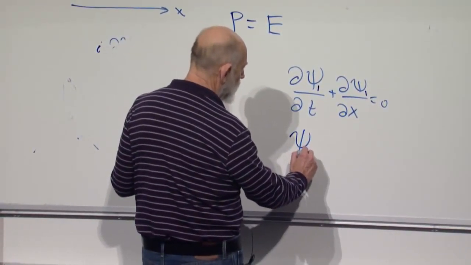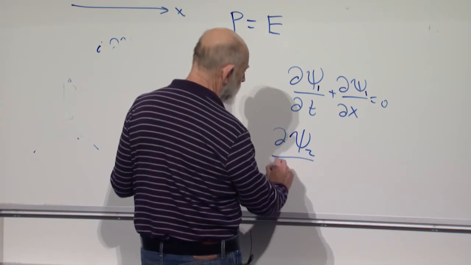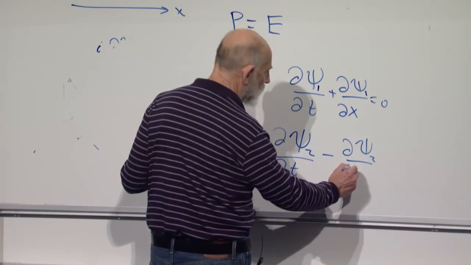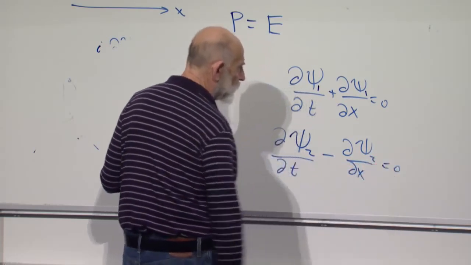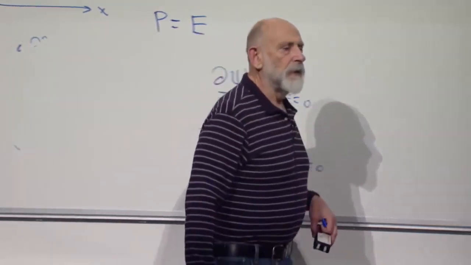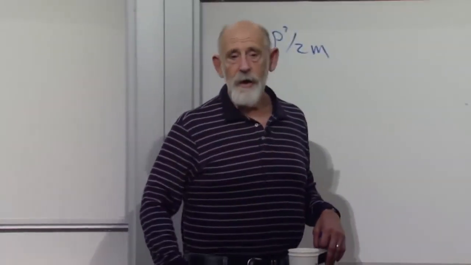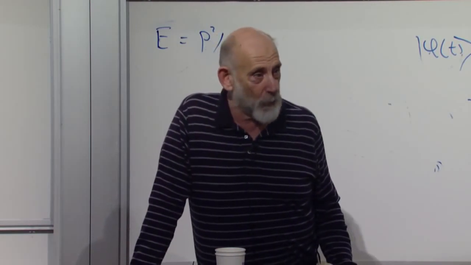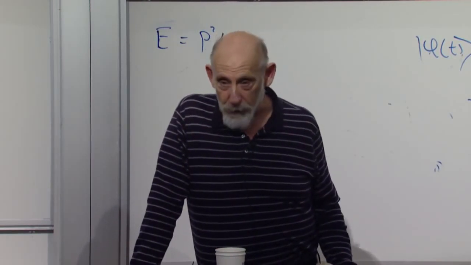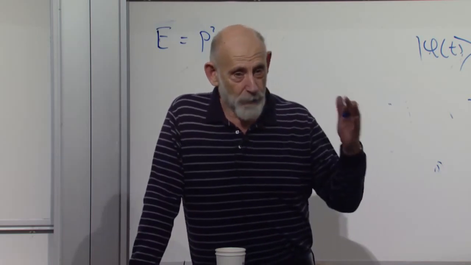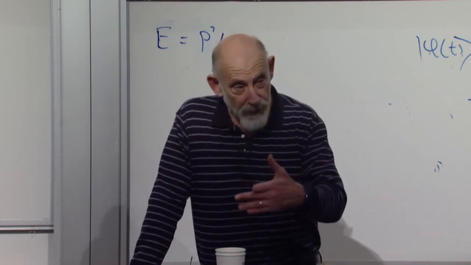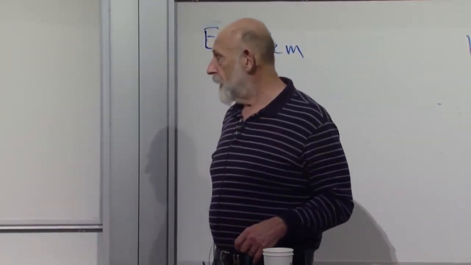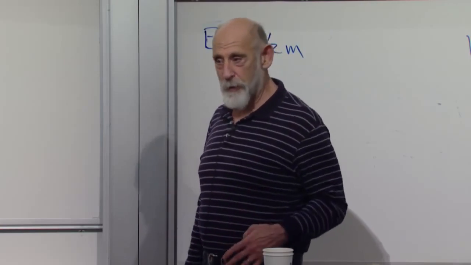d psi 2 by dt minus d psi 2 by dx is equal to 0. Now, in quantum mechanics, of course, if you can have a particle of type 1 and a particle of type 2, you can have a linear superposition of them. So you can have particles which have a probability, a half, for example, of moving to the left and a half of moving to the right. But these are the wave functions of the two kinds of particles.